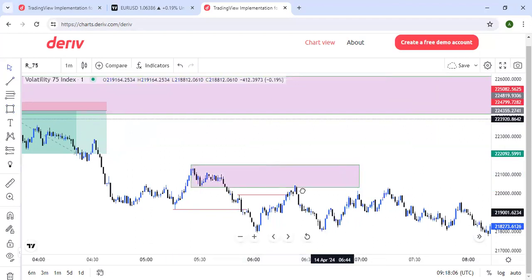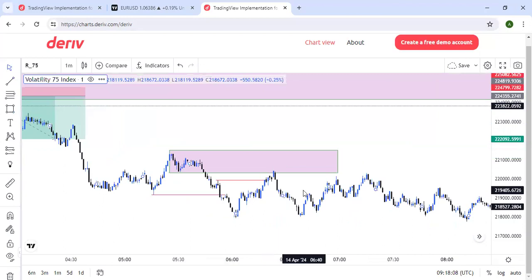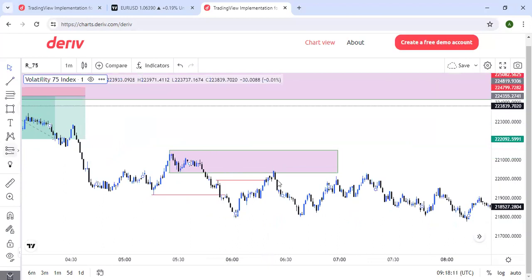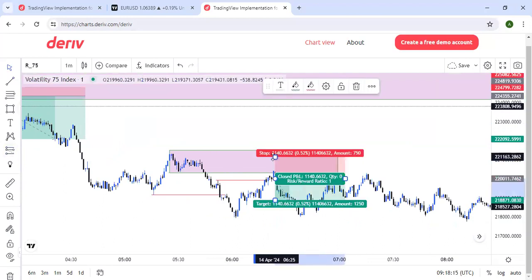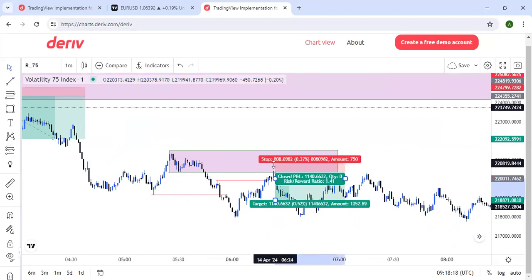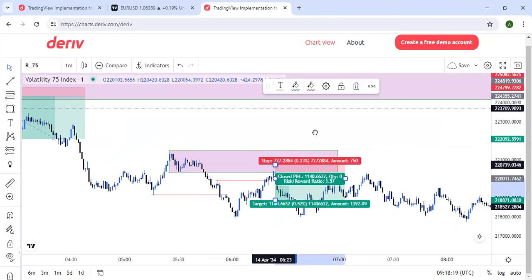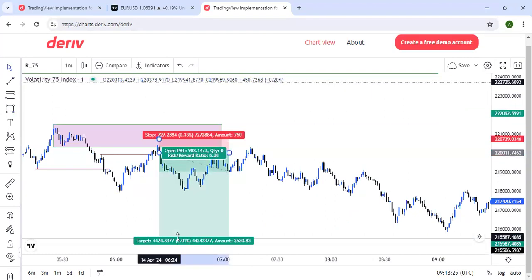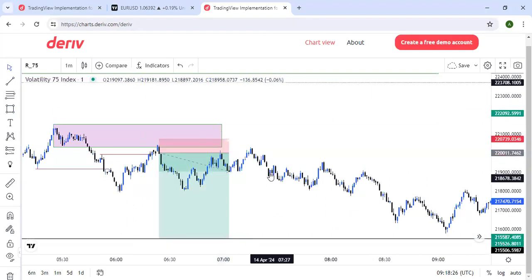If you watch my single candle mitigation, you would know what I'm doing. So I would have entered as soon as I saw this. My stop loss would have been around here, which is okay. And then I'll just continue to this place. So that's just how it is.